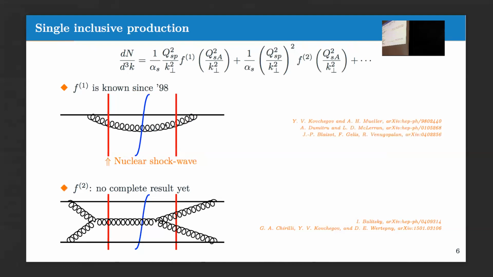Now, if you go to the next correction, the first saturation correction in the projectile tab, a representative graph is, for example, like this. There is no complete result yet, even for this first correction. There are two complete results? No, they're not complete in the sense that we're only calculating some of them. This is only representative, but for F2 there is no complete result, exactly for F2.